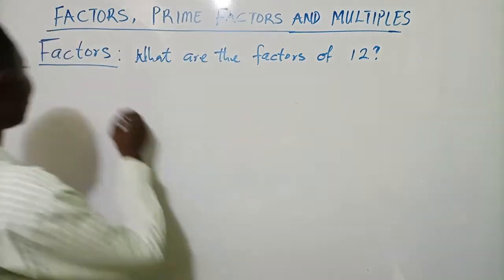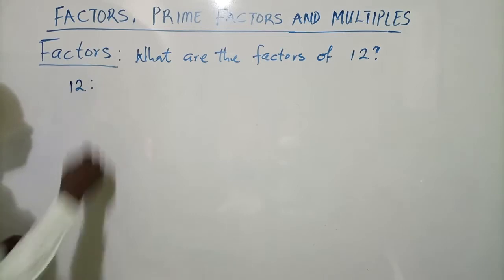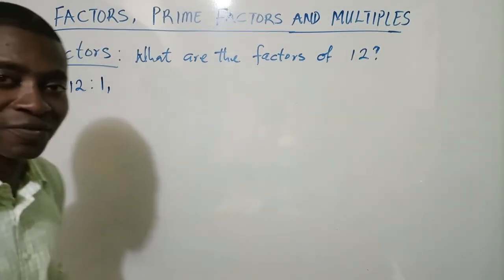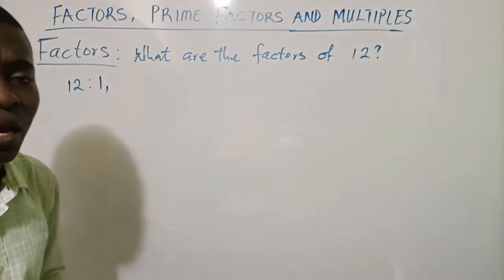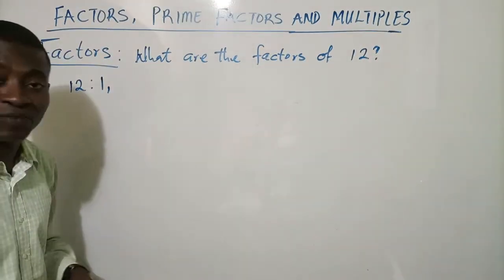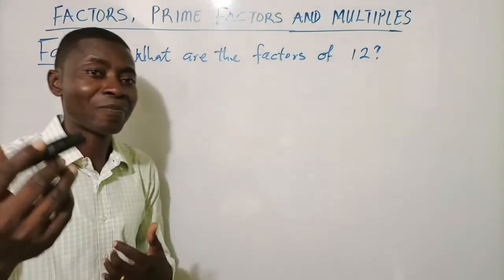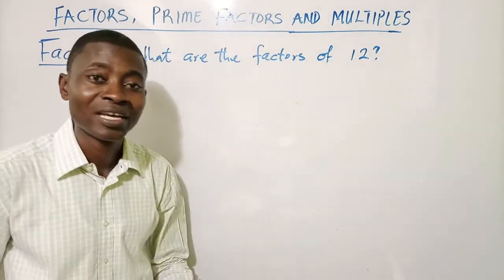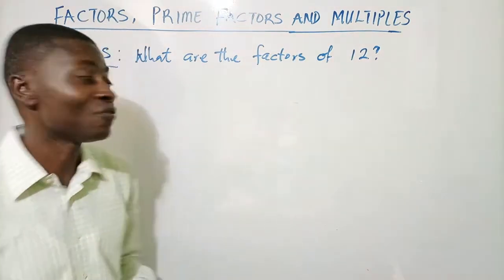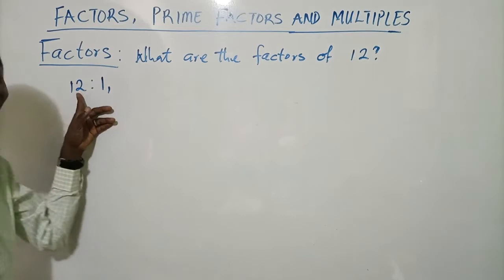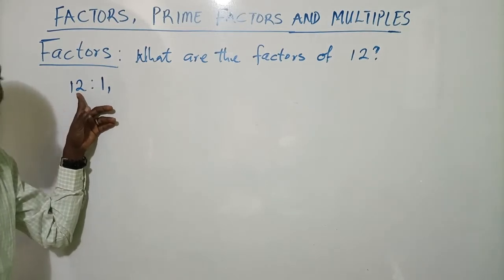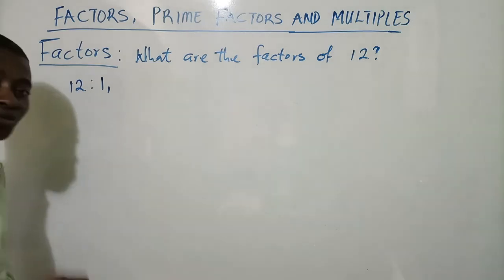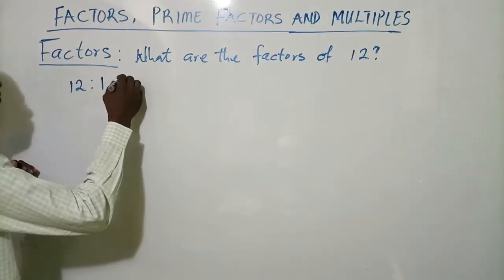Now, if we're going to talk about 12, looking at 12, the first factor I want to think of is 1. 1 can divide 12 without a remainder, just like I said. Now, is there another number? 2. Can 2 divide 12 without a remainder? Remember, from our divisibility rule, a number is divisible by 2 if that number ends with 0 or an even number. This ends with 2, which is an even number. Automatically, that means that 2 will divide 12 without a remainder. That means 2 is a factor of 12.